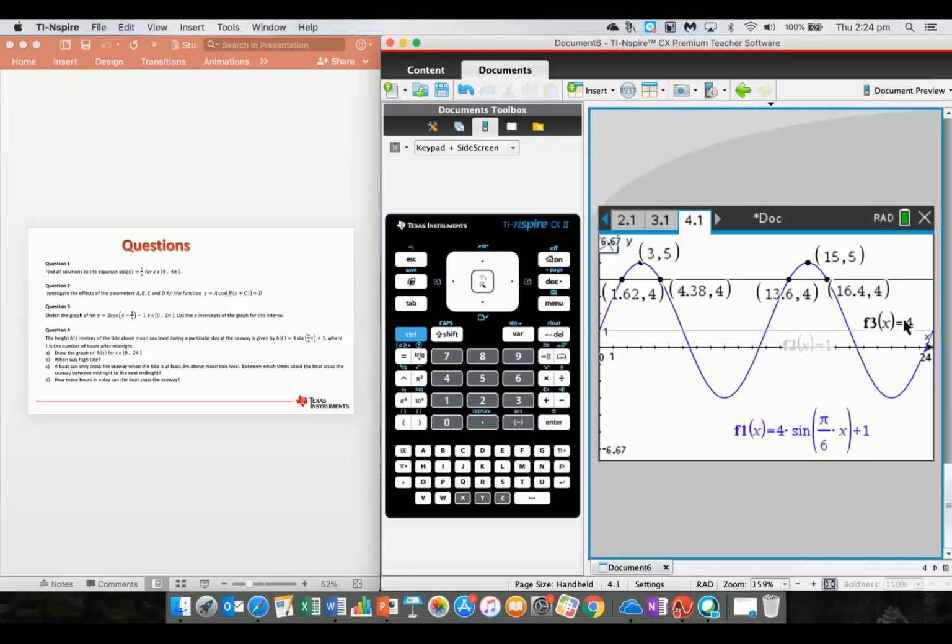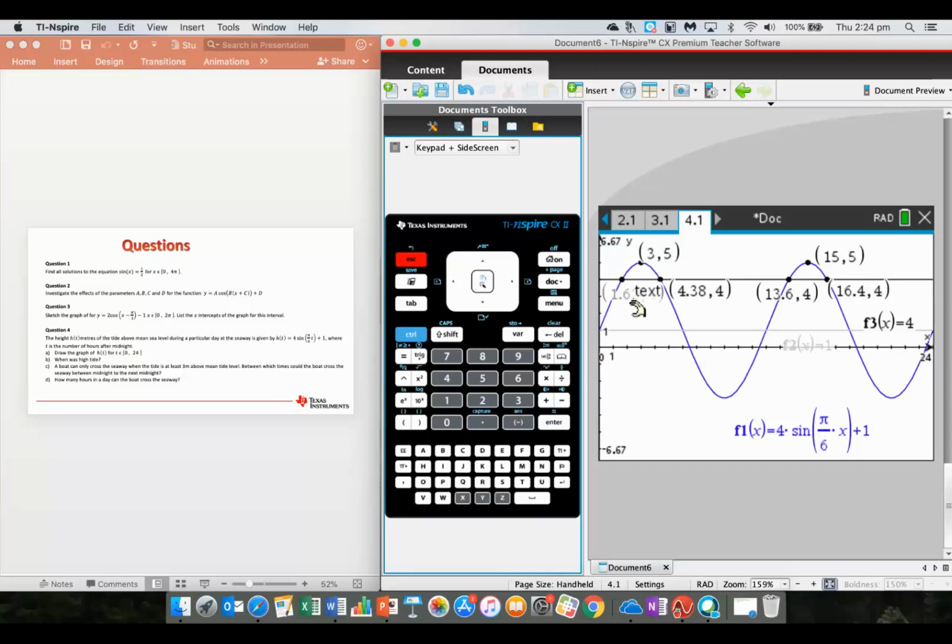So to answer the question, the boat can only cross the seaway when the tide is 3 meters above mean tide. So between 1.62 and 4.38 hours, the boat could cross the seaway. And from 13.6 hours to 16.4 hours, the boat could cross the seaway.